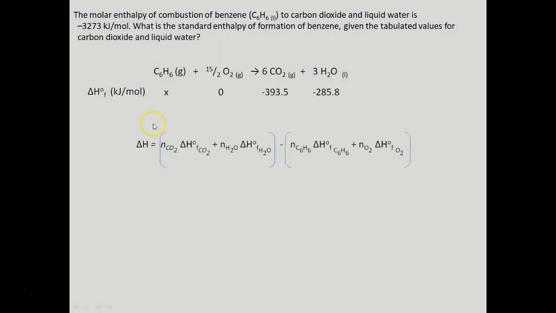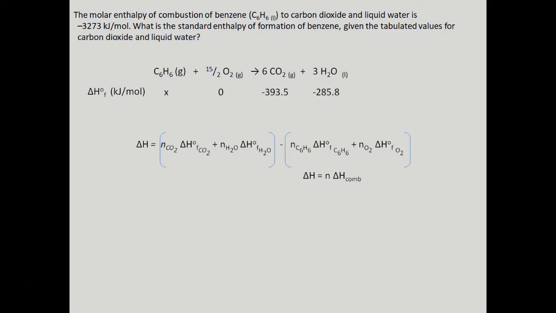We can take our equation, and the enthalpy change for this reaction would be the moles of product times their standard enthalpy of formation, so the moles of CO2 times its standard enthalpy of formation, plus the moles of water times its standard enthalpy of formation, minus the moles of reactants times their standard enthalpy of formation, so the moles of benzene times its standard enthalpy of formation, plus the moles of oxygen times its standard enthalpy of formation. In this case, we currently have two unknowns. We don't know our standard enthalpy of formation for benzene, nor do we know our enthalpy change for the reaction. But we do know our molar enthalpy change.